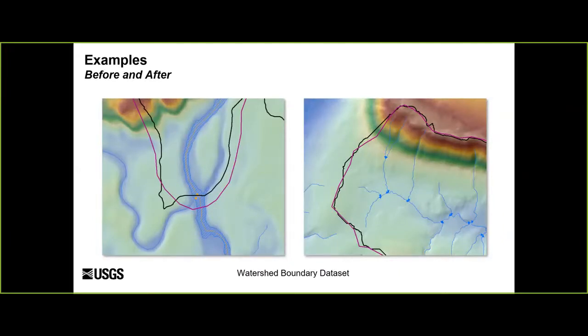And updates are also being made to the watershed boundary data set to the HUC 12 level. The EDH is used to define pour points and the DTM is used to refine the ridges. In these examples, the red line is the existing WBD and the black line is the updated WBD.